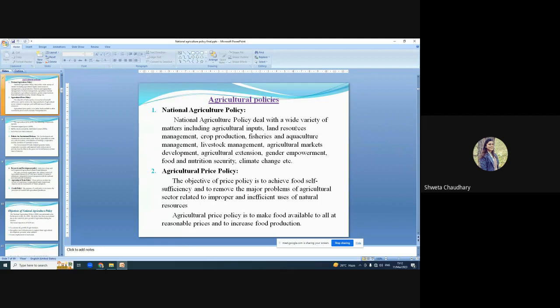It deals with a wide variety of matters like how to use agriculture inputs like land resources, how to undertake crop production, fisheries, aquaculture management, livestock management, and how to develop the agricultural market where the farmers will be selling their products. Besides agriculture, there are other burning issues in the economy like gender empowerment, food and nutritional security, climatic changes, and biodiversity conservation. All these matters are to be looked after under the National Agriculture Policy.